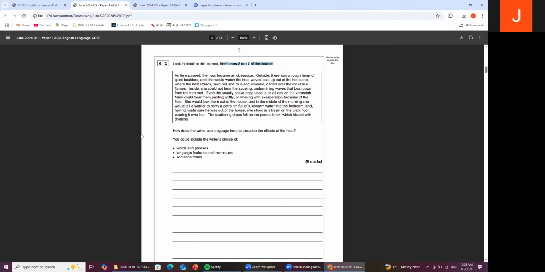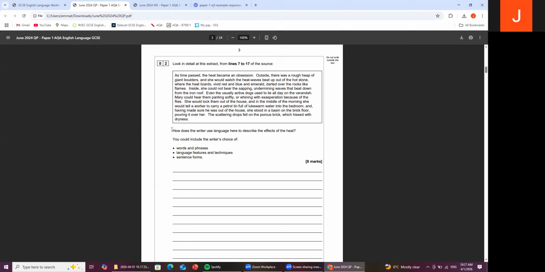So as a teacher, I'd be tempted first with my group. I want to look at the question. The question's really important, and it's always important that you read the question, you read it again. Maybe you might even need to read it a third time just to ensure that you're really focused and clear about what you are being asked to do. So how does the writer use language here to describe the effects of the heat?